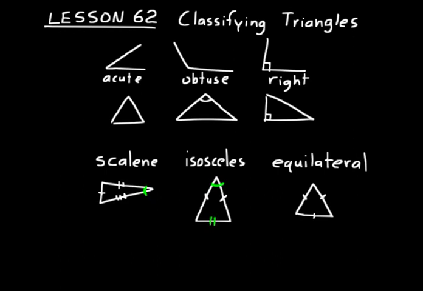Now notice that in an isosceles triangle you have two sides that are the same length. And what that means then is that the angles opposite those two sides are equal to each other. These two angles right here are equal to each other. Those blue angles are going to be bigger than that green angle because the lengths of the sides opposite them are longer than the side opposite the green angle.